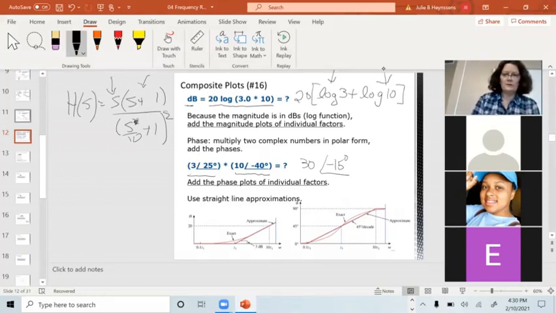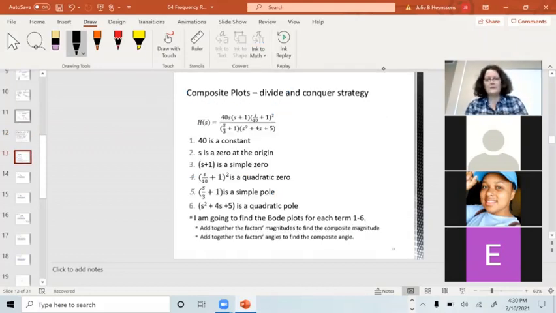That's what we're going to be doing next: looking at real transfer functions and figuring out what the Bode plots are. So this is my divide and conquer strategy. This is my own slide, so forgive me. I've got a really complicated transfer function, 40s times (s plus 1), and I put it in standard form this semester: 1 plus s over 10 squared, 1 plus s over 3 squared. This one isn't in standard form, but I'd have to do that to get this right. You have to put it in standard form first.